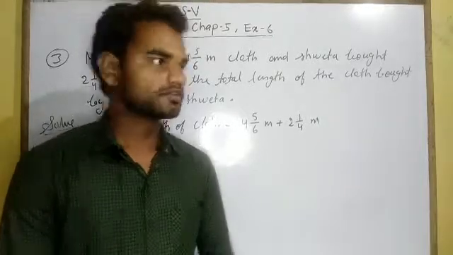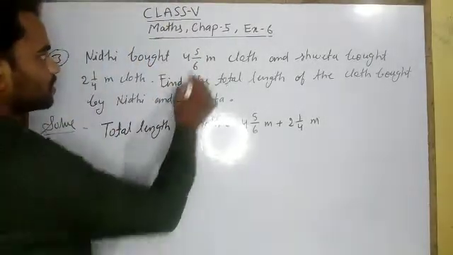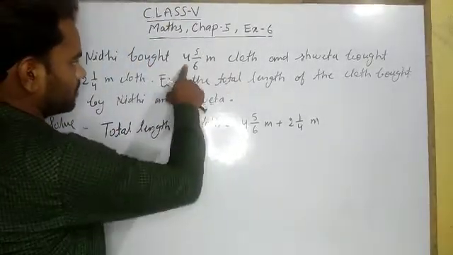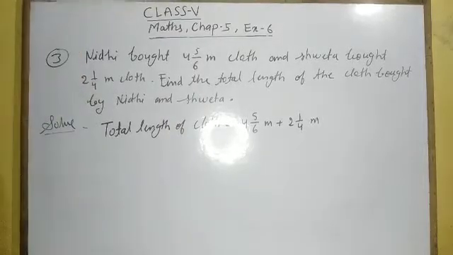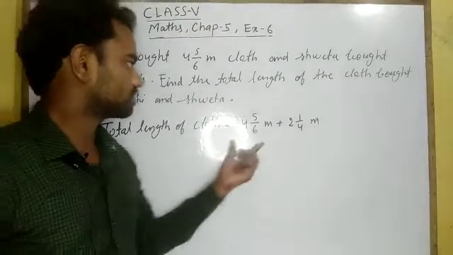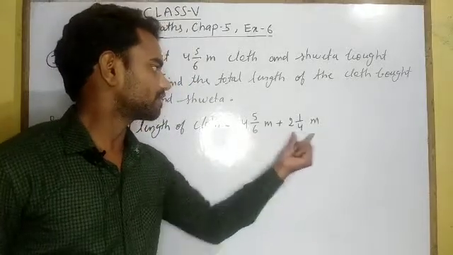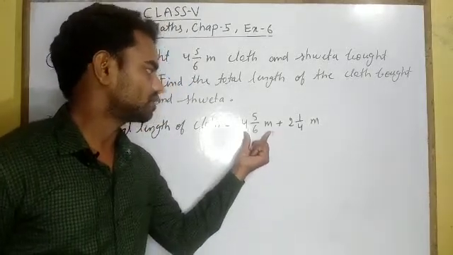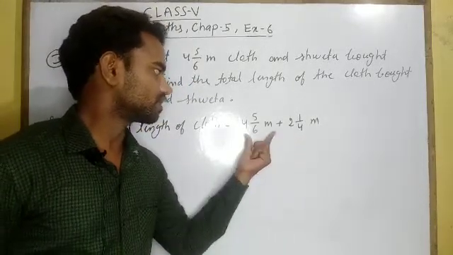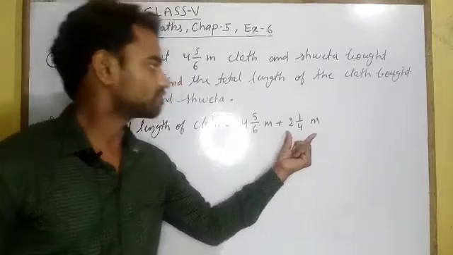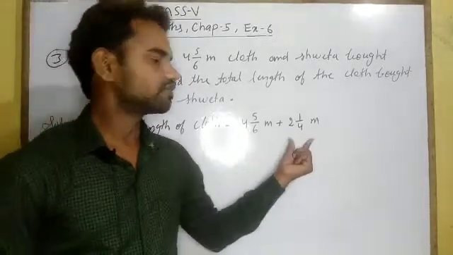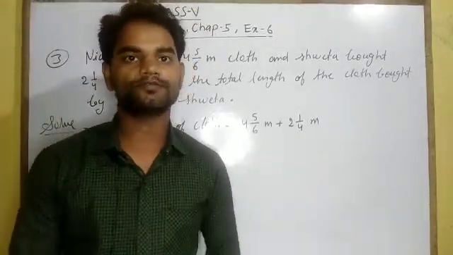This question asks about the total length of the cloth bought by these two girls. Simply, in order to find the total length of the cloth, we have to add the separate lengths of the cloths. These two fractions are both in mixed form. So first of all we will convert these mixed forms into improper form and then add them.